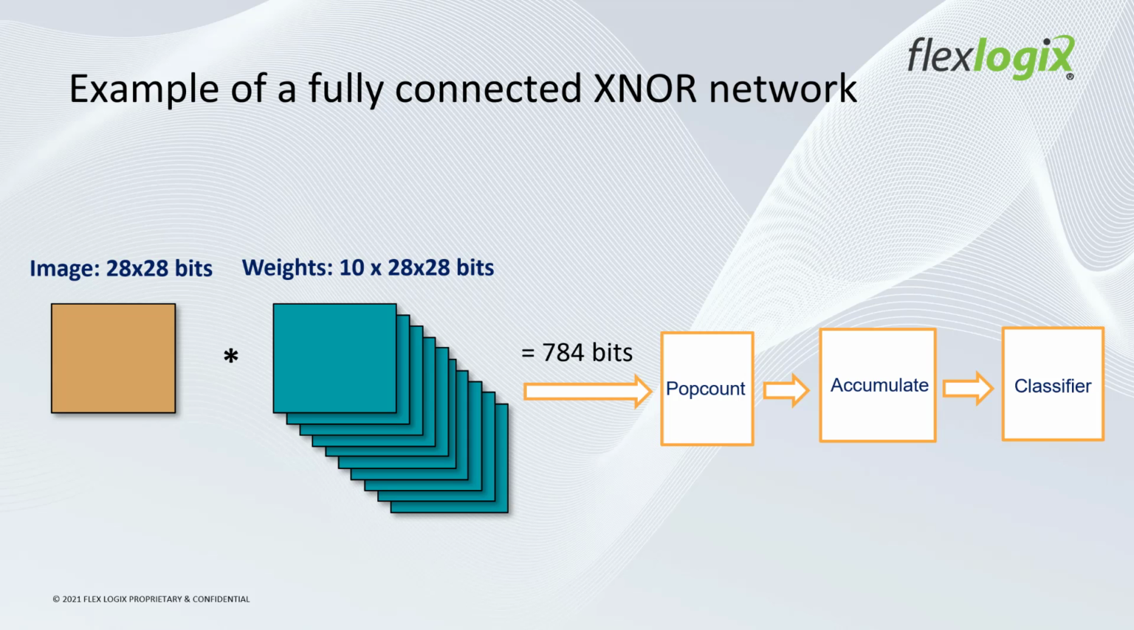This is an example of a fully connected XNOR network. The input is a 28 by 28-bit binary image. The weights are 28 by 28-bit binary times 10 for 10 classifiers. Each image is XNORed with a weight classifier to give us 784 bits. These 784 bits go to a pop counter where the ones are counted. The pop counter outputs are accumulated for each classifier. The classifier that has the most ones is the selected classifier for that image.